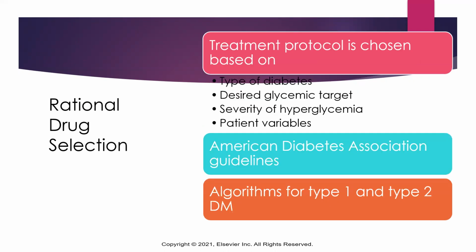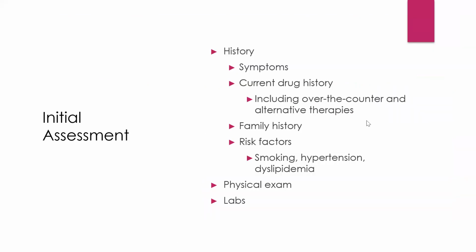So our rational drug selection is going to be based on what type of diabetes our patient has, right? So we know our type 1s aren't going to be getting oral diabetics. What is that glycemic target for the patient? How severe is their hyperglycemia? And then of course we have the patient variables based on their age, if they're pregnant or if they're elderly. So you guys are going to be following ADA guidelines, and then we've got different algorithms based on type 1 and type 2.